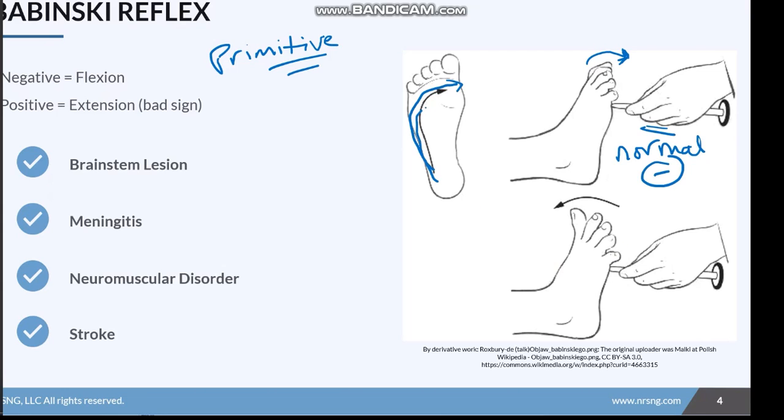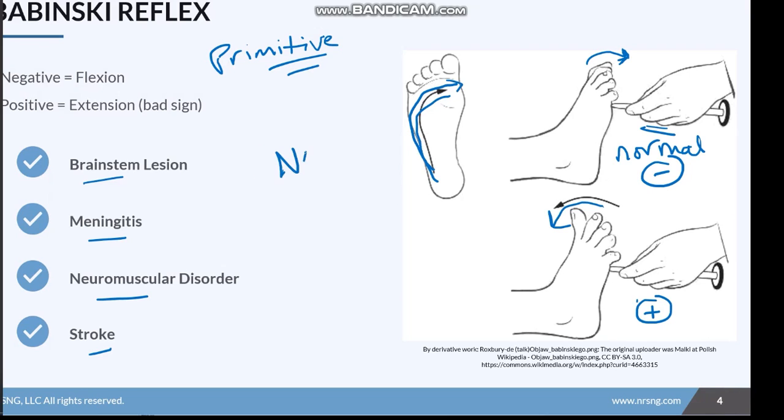Now, if you do that same stroke and you see that these toes flex outward and they fan out and extend, that would be an unexpected finding, and this would be considered a positive Babinski sign, which is a bad sign. It's usually a sign of neurological disorders. Some of the common things that might cause this are brainstem lesions, meningitis as well can cause Babinski reflexes, any kind of neuromuscular disorders, especially spinal cord injuries, and then strokes. Now, not all neurological issues are going to have it, but you can bet that if you have a positive Babinski reflex, there's something neurological going on.